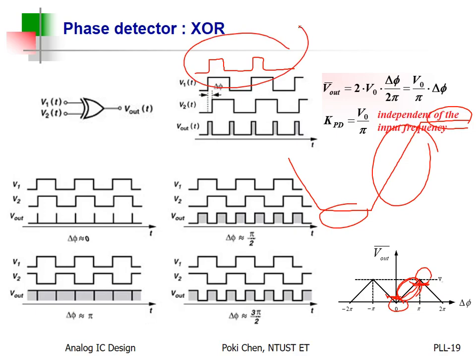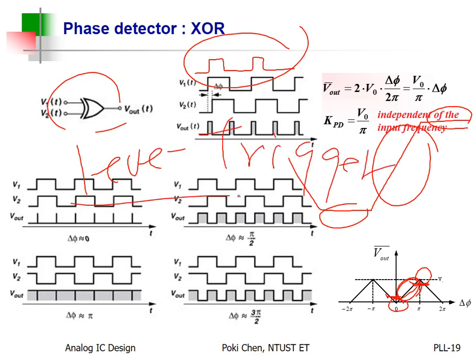Can you promise me the input and output are with 50% duty cycle? Forget about it. No way. Even if you generate your local signal, I mean the upper signal from your local oscillator, forget about it. It's really hard to keep 50% duty cycle. Okay? So what can we do? Hopefully we don't have such kind of level trigger operation.